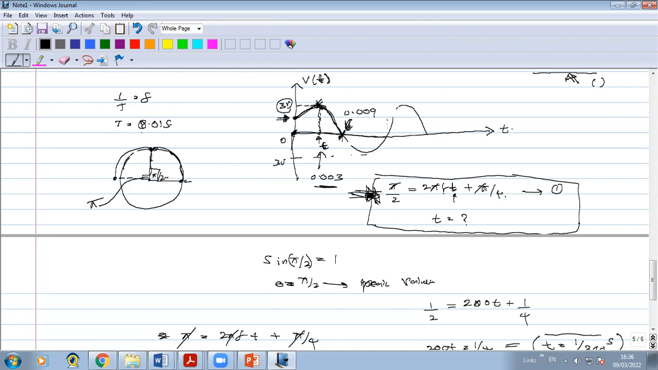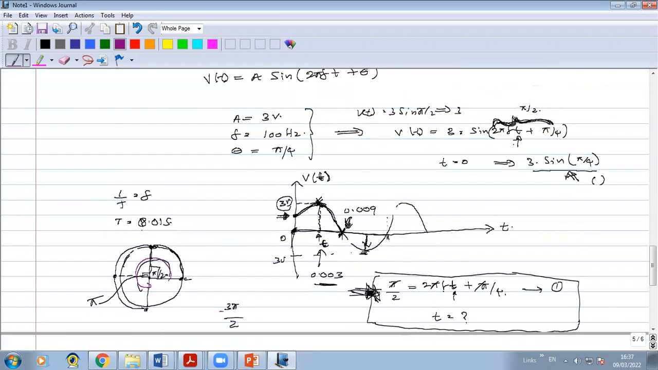In the same manner, try to find this value and try to find this value. To find this value, what you have to do? So it is a minus peak. So that means the point should come to here. Okay. So that means it is 3, 5 by 2. So this total angle, from here to here, is 3, 5 by 2. So you have to equal this whole term to 3, 5 by 4, and you have to find the t.